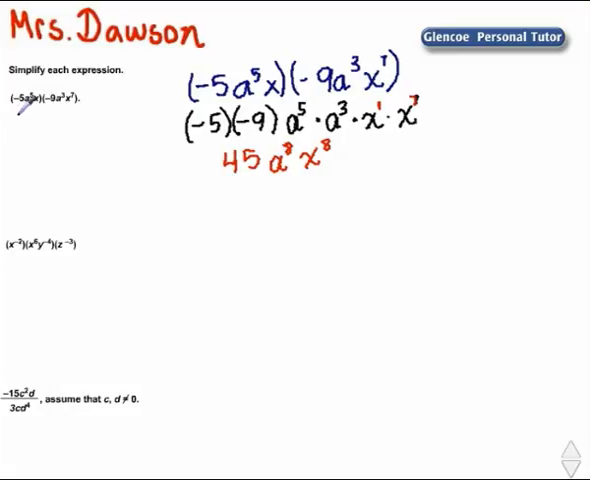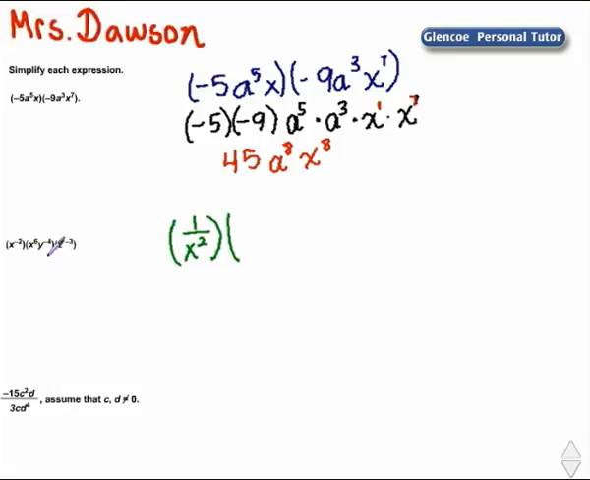So negative 5 a to the 5th times x times negative 9 a to the 3rd times x to the 7th is 45 a to the 8th x to the 8th. The second expression has a lot of negative exponents. So using the definition of negative exponents, we can rewrite each one of these with only positive exponents. X to the negative 2nd becomes 1 over x squared.